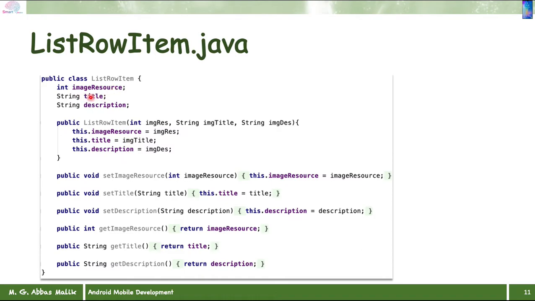Okay, title is a string, description is also a string, and then we have a constructor of this particular list row item which takes the image resource and 2 string values, and assigns those to the class variables. And then we also have the set and the get methods for that. So that is our one particular specific data model of this particular specific application.